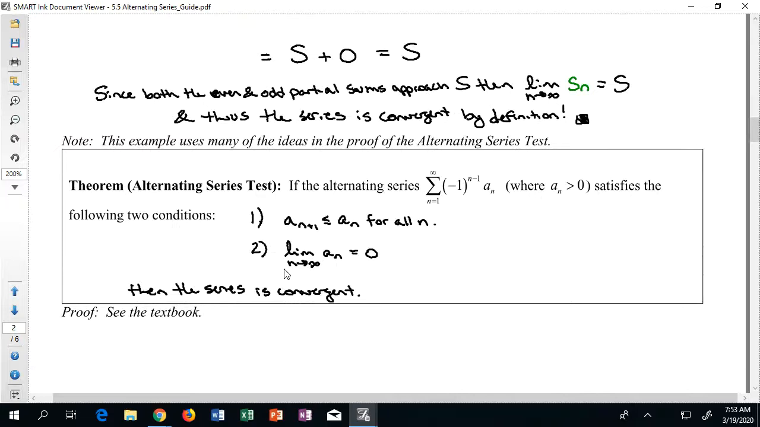Okay. In the next video, we're going to start to take a look at some of the different examples that we could have for questions like this, and see times when the alternating series test works and other times maybe when it doesn't work.